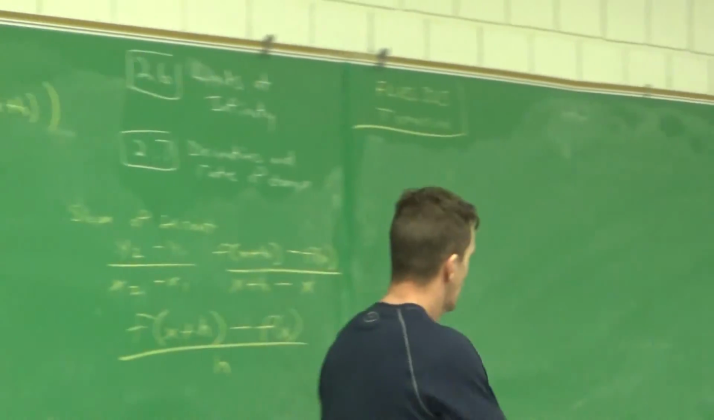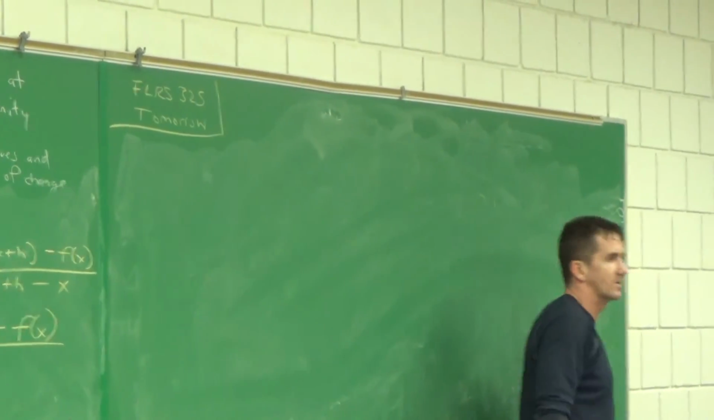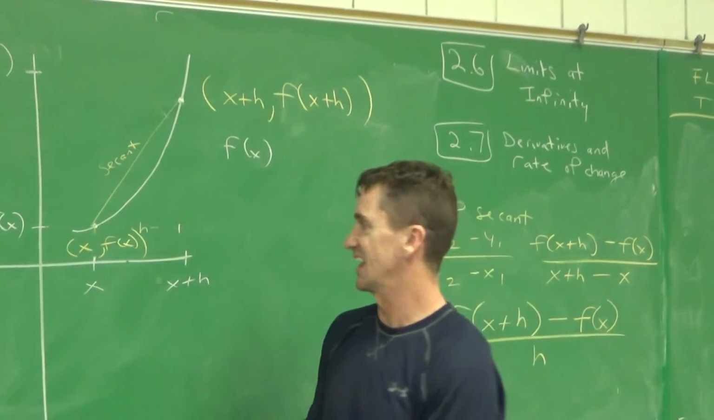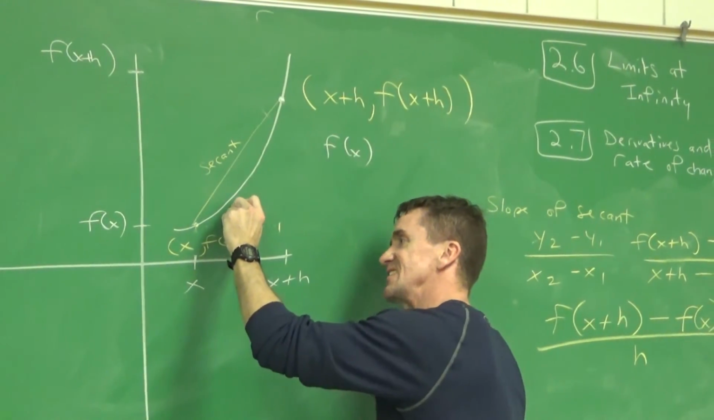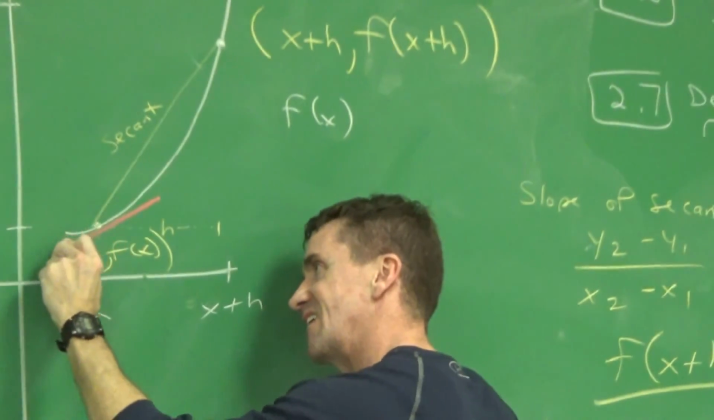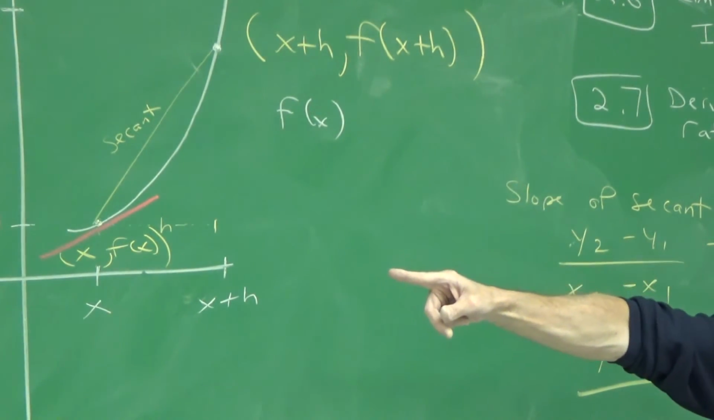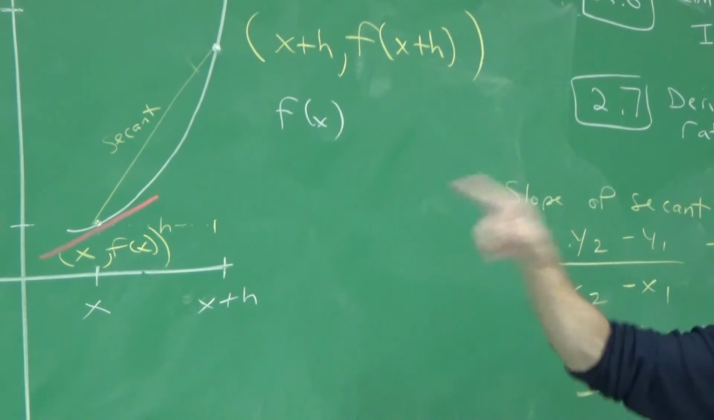what color is this? Pink or red? I'm not sure what color. Kind of salmon. Okay, thank you. We're looking for this slope. Right there. We need a formula for that. We need a formula for that slope.